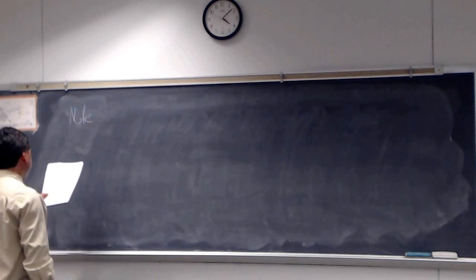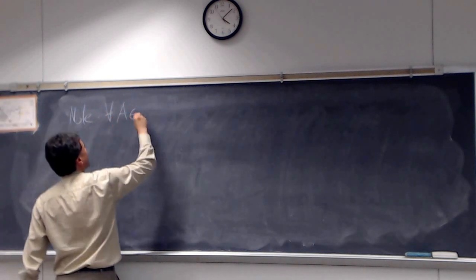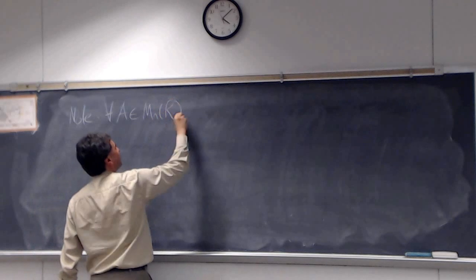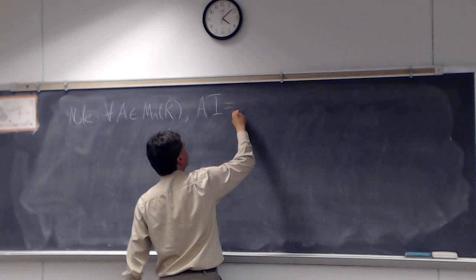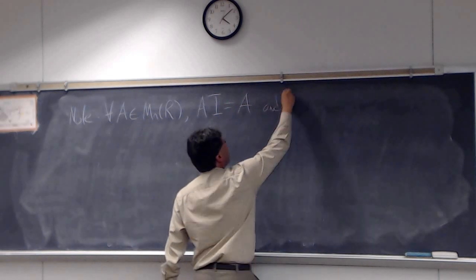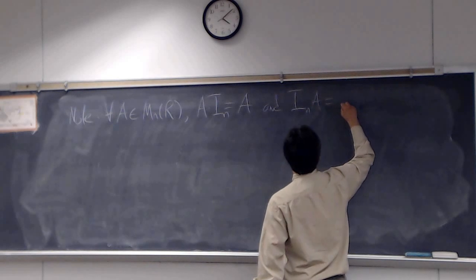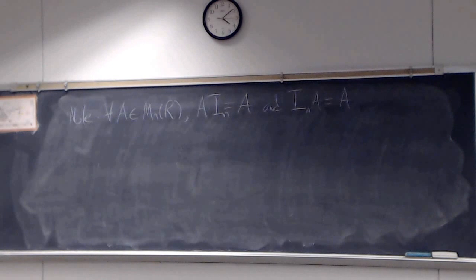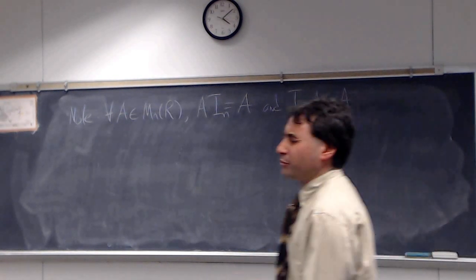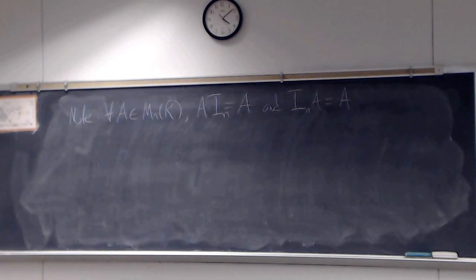So note for any n by n matrix A, A times I sub n is equal to A, and I sub n times A is also equal to A. So in some ways, the role that 1 plays in the multiplication of numbers, the identity matrix plays in matrix multiplication of n by n square matrices.